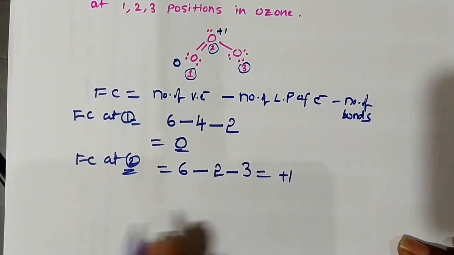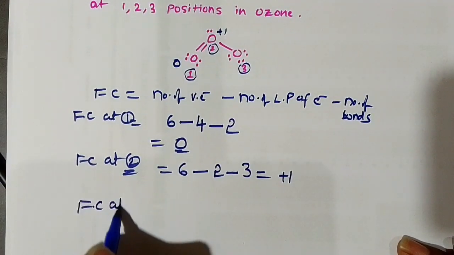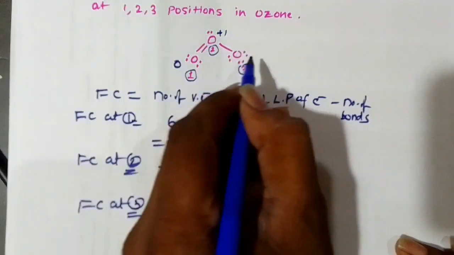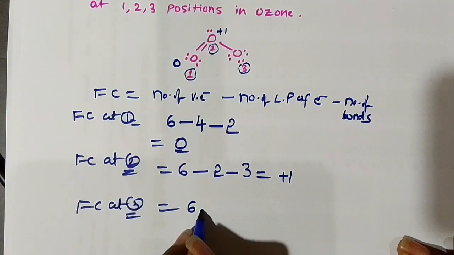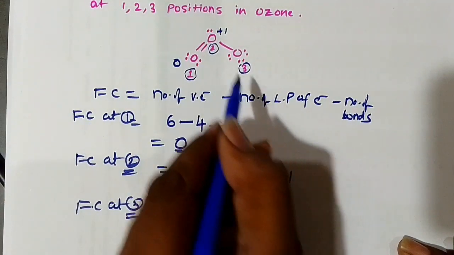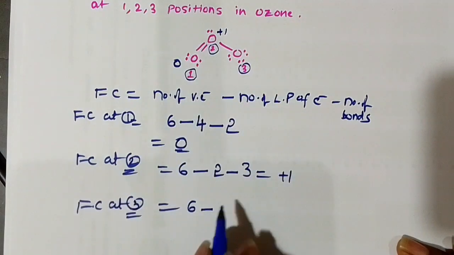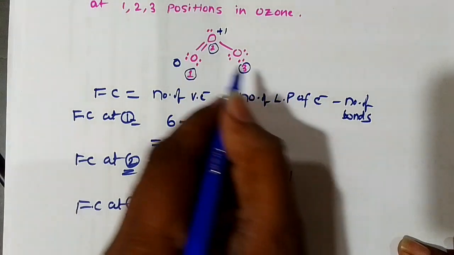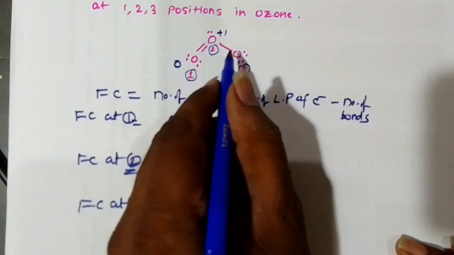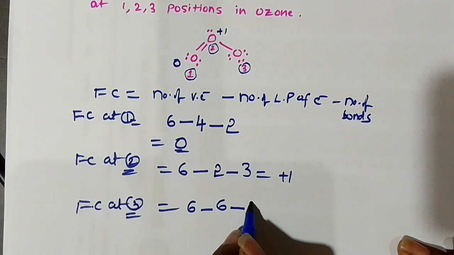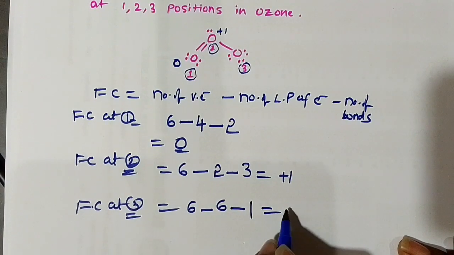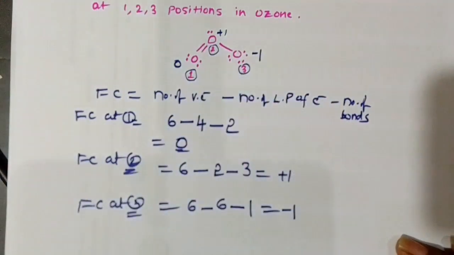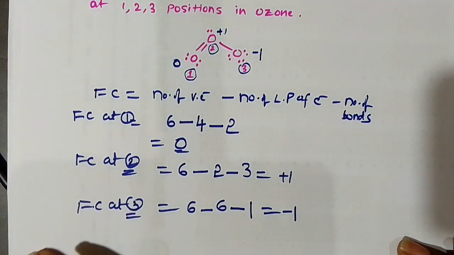Now formal charge at position 3. Number of valence electrons on this oxygen atom 6 minus number of lone pairs of electrons. There are 3 lone pairs, that means 6 electrons, minus number of bonds around the atom. One bond is attached to this oxygen atom, that is minus 1. 6 minus 6 minus 1 equals minus 1. The formal charge at position 3 is minus 1. In this way we can find out the formal charge.